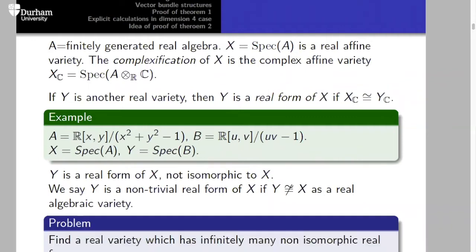So the problem that I would like to discuss today is an old problem that has been around for a long time. Find a real variety which has infinitely many non-isomorphic real forms.